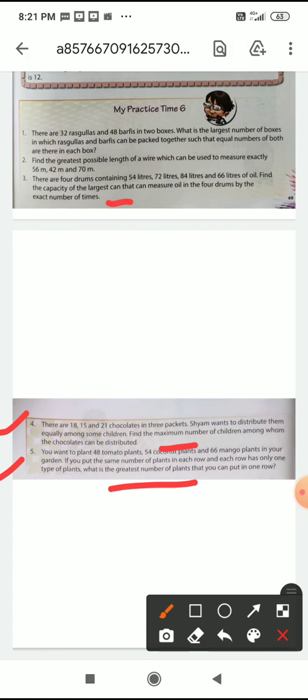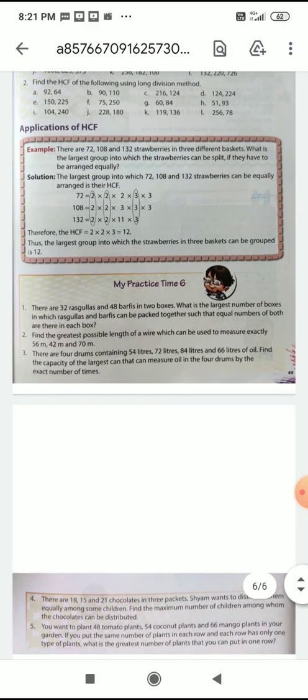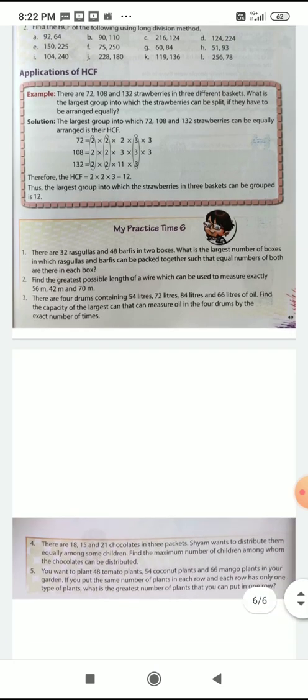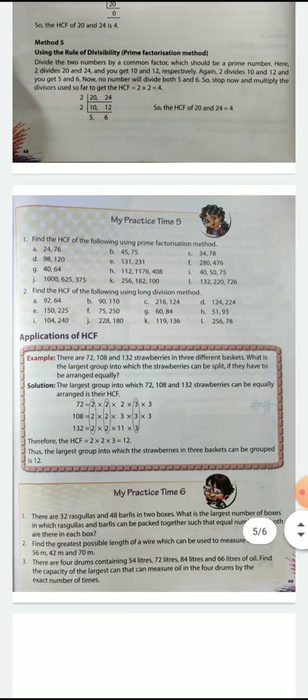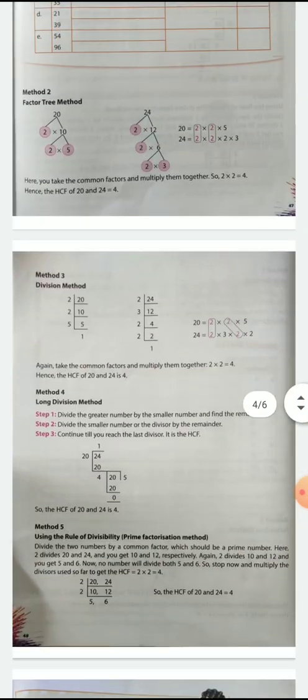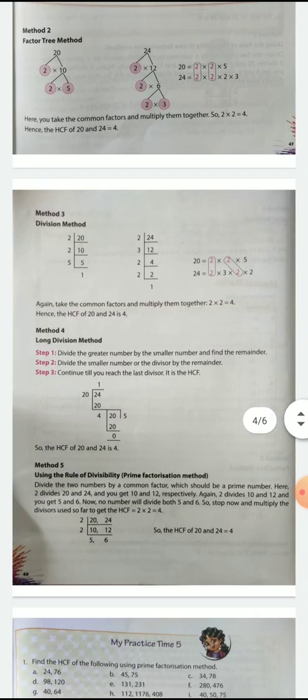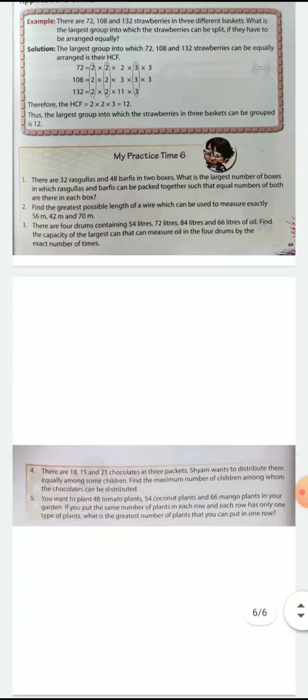Before you solve My Practice Time 6, children, you first follow all the examples. Only one example is given in your book, so you follow this example, first write the data and then solve. So My Practice Time 5 and My Practice Time 6 are your homework.